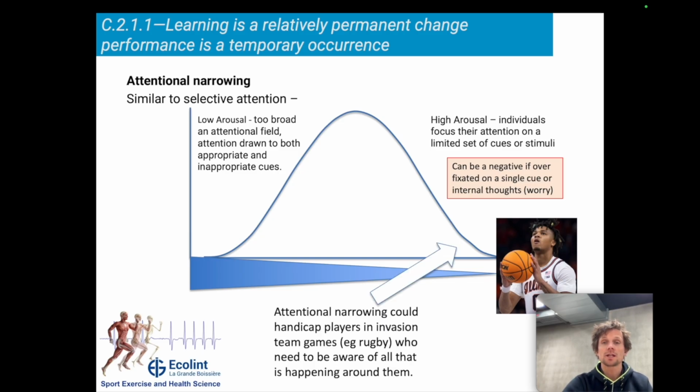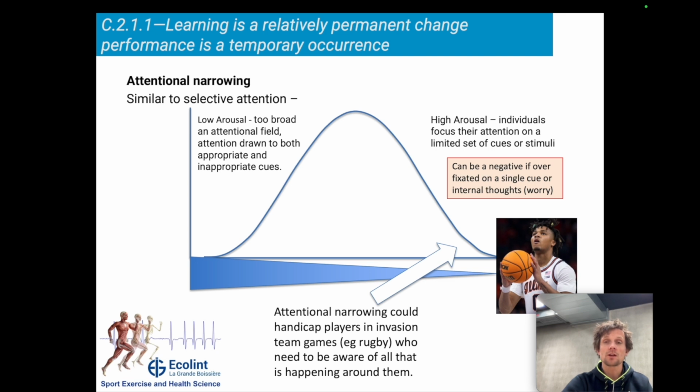In addition to this, attentional narrowing can have negative effects on those people playing open sports, so for example football or rugby or basketball, who need to have an overview of what's happening all around them. Too high a focus on the execution of a specific skill is going to mean that attention is drawn away from that global situational awareness, and even though you can execute the skill perfectly, you might be doing so at the wrong time or in the wrong place. This is a good example of how attentional narrowing can lead to a decline in performance.